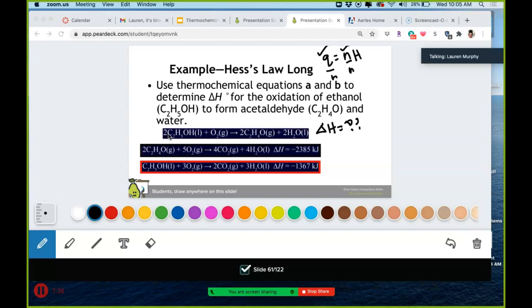So we want to find the delta H for this overall reaction right here. Now, so far, the only way we've really been able to calculate H is if you had Q and moles. Okay, you could rearrange and solve for H. So this is going to be called Hess's law the long way.